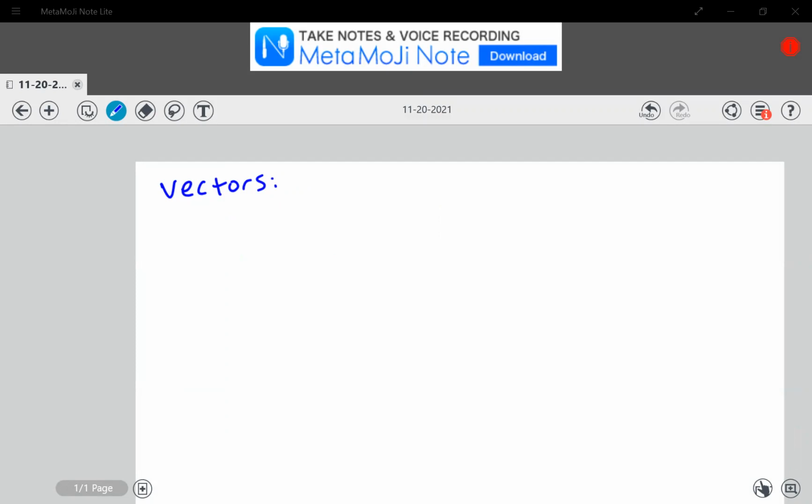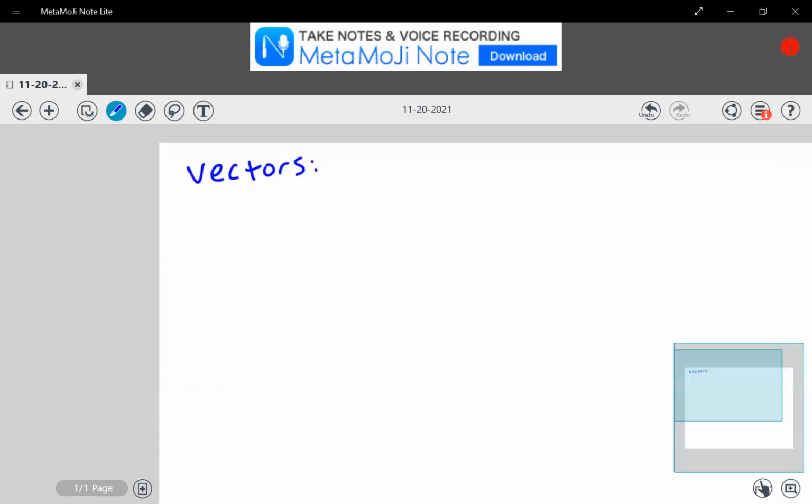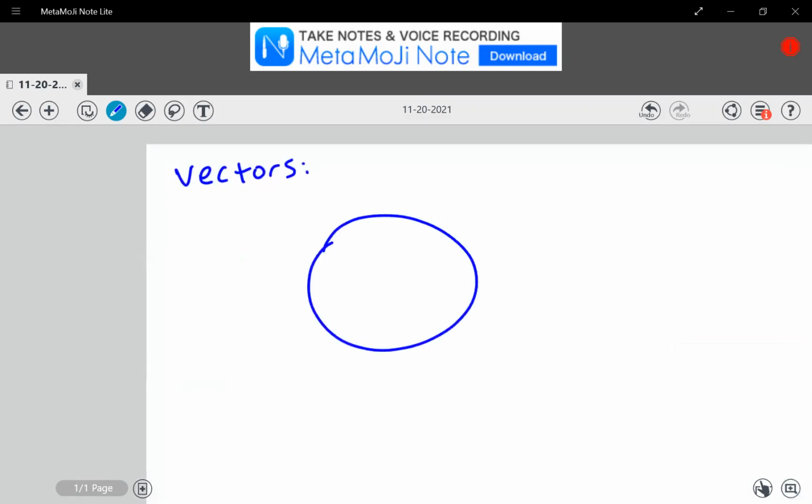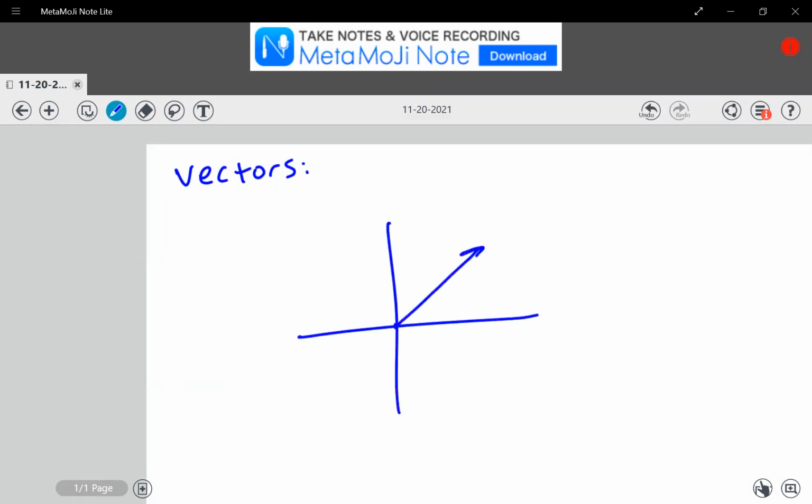Okay, so we remember from our 2D polar coordinates that we have a circle, where r is the distance from the center and theta is the angle that r makes with the x-axis. And of course, I hope you remember your x equals r cosine theta, y equals r sine theta. Okay?